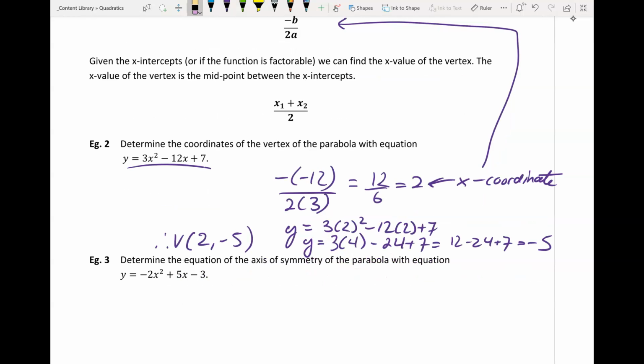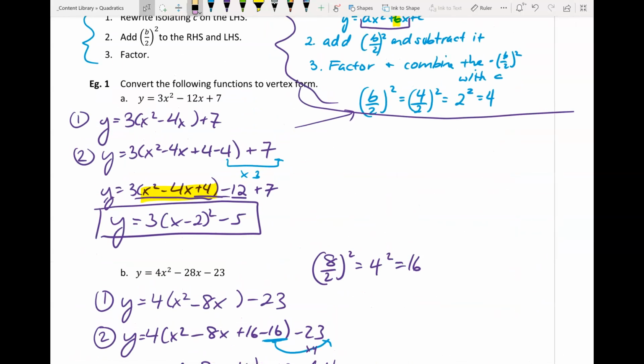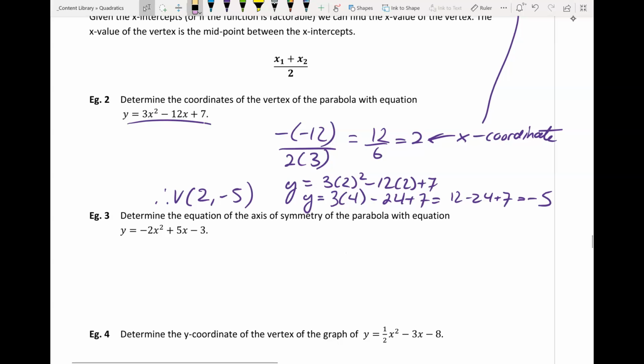And if you take a look, we already completed the square for example 2. So if we go back up and take a look, this is one of the first examples we've done. And we had this for our vertex form, and reading this out, this would be 2, negative 5. And that's exactly what we got over here, 2, negative 5.